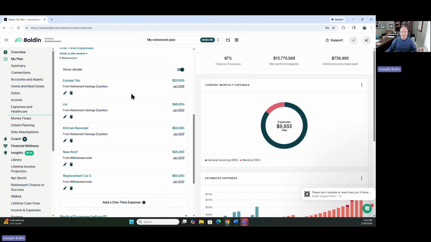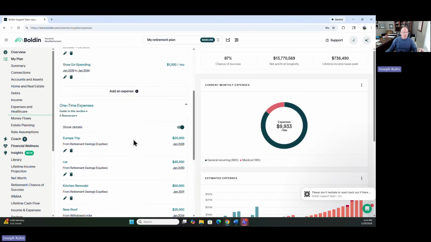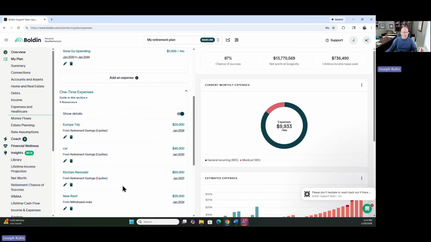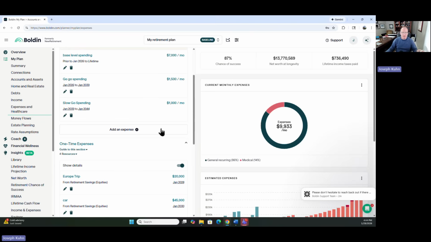Hey, I added a big expensive trip to Europe. I added a car, added a kitchen remodel, new roof replacement. You put in whatever you want. It's important here to put these in future dollars. That 20,000 for that Europe trip is not going to be increased for inflation. It's going to be that amount in the year 2028. So make sure you adjust that for inflation. But this highlights reality. You don't spend money at a flat rate. I've got the go and slow go spending in here plus one-time expenses. Okay, so that's very important. Flat spending is just not reality.